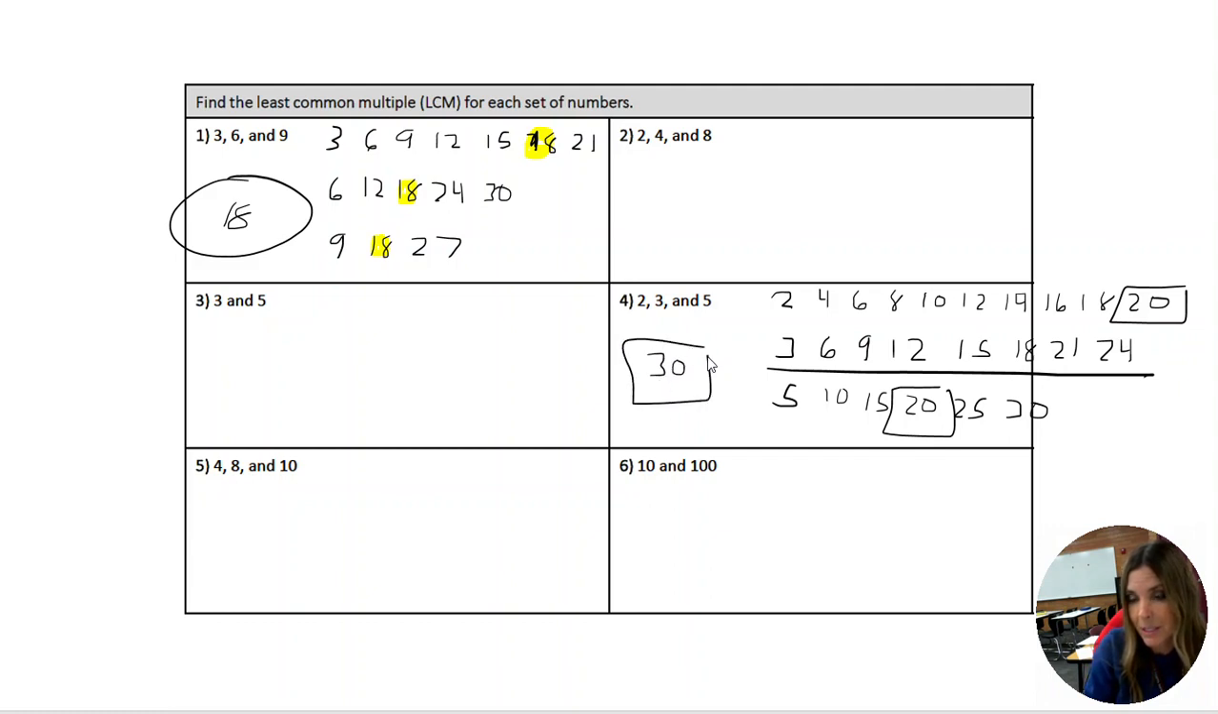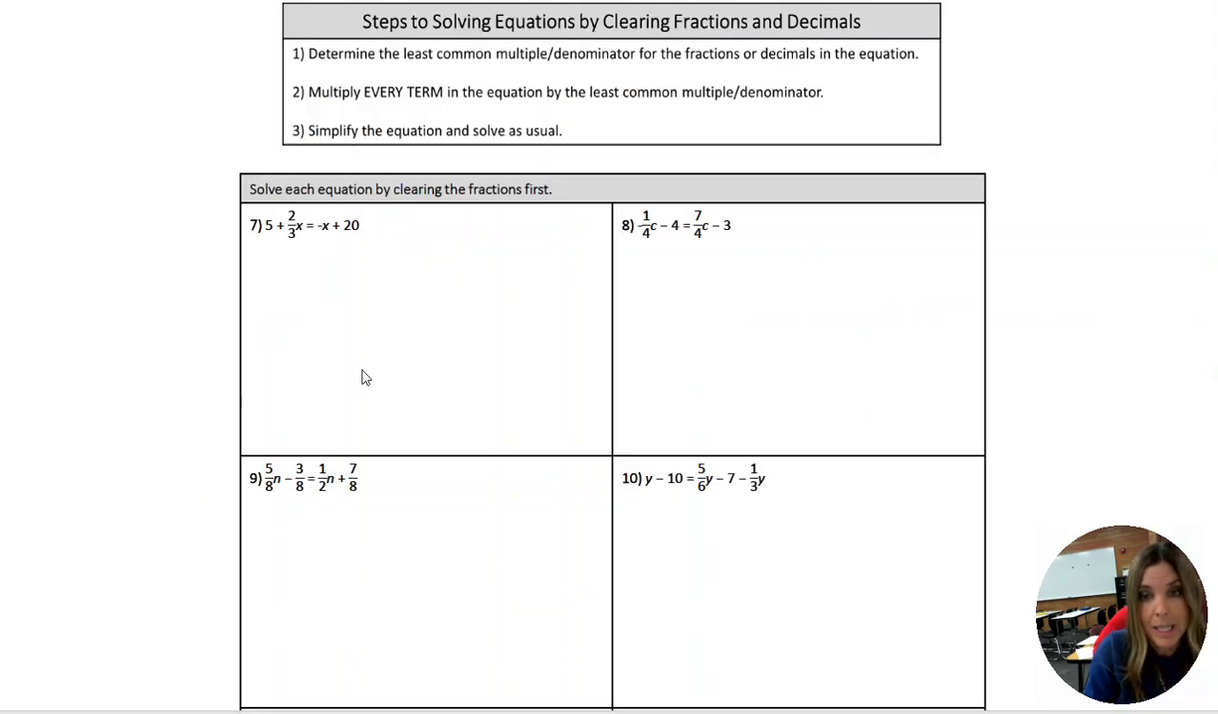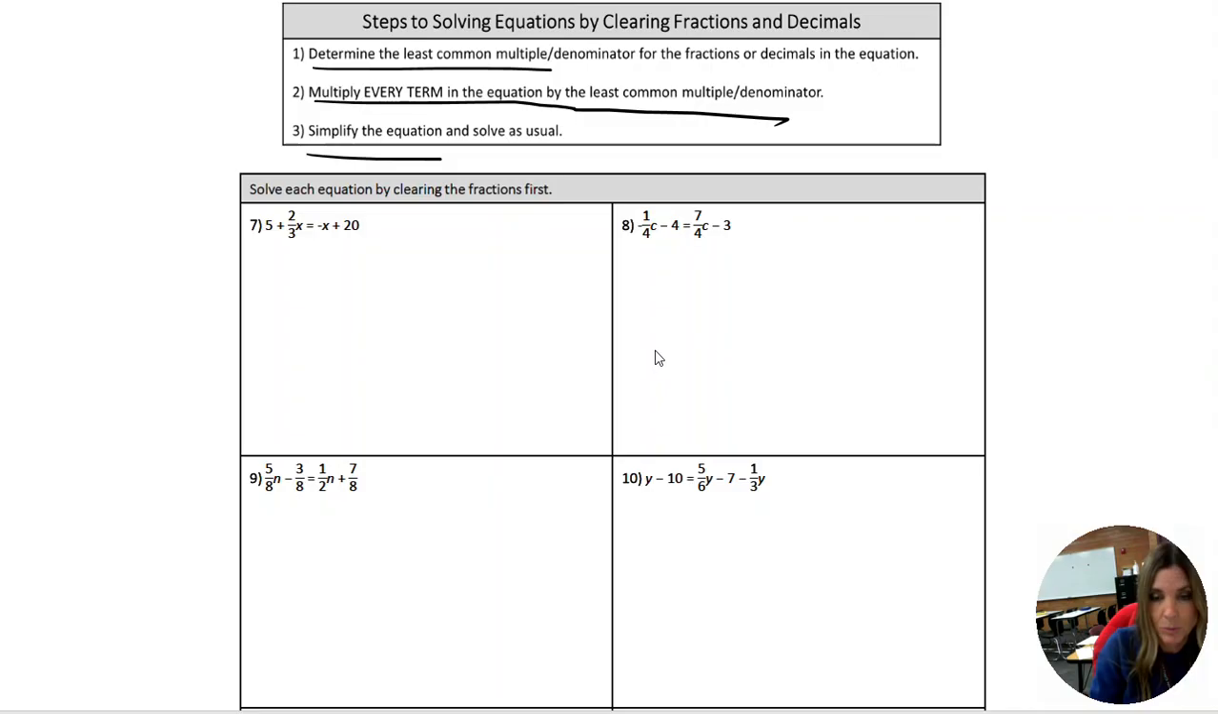That would be the smallest number that all 3 of these have in common as far as their multiples go. So you'd have to multiply everything by 30. Okay, so I hope that makes sense as far as finding least common multiples. So you list out the multiples, you find the smallest number that they have in common, and then that is your least common multiple. And after you figure out what that is, then you're going to multiply every term in the equation by that least common multiple, and then you simplify the equation and solve as usual.